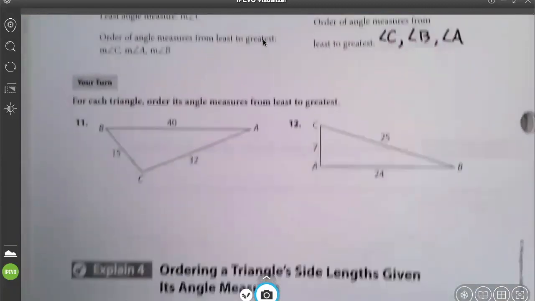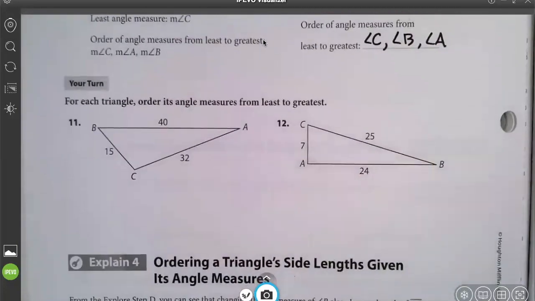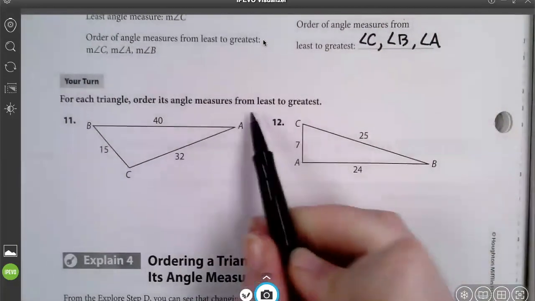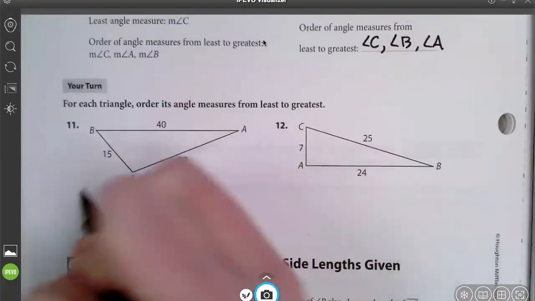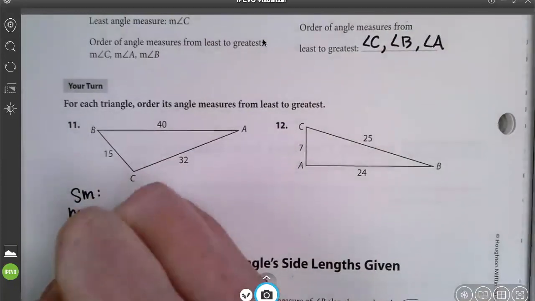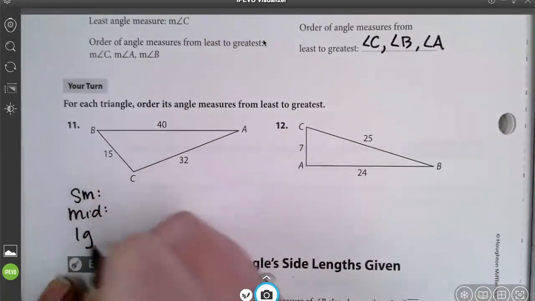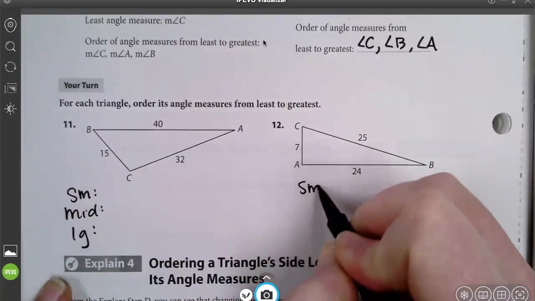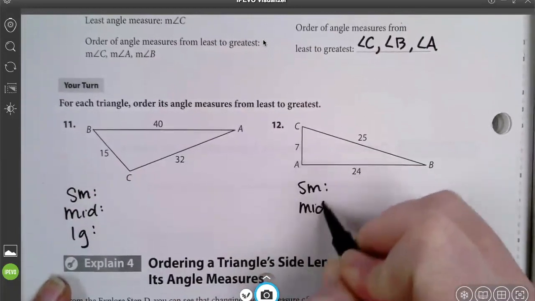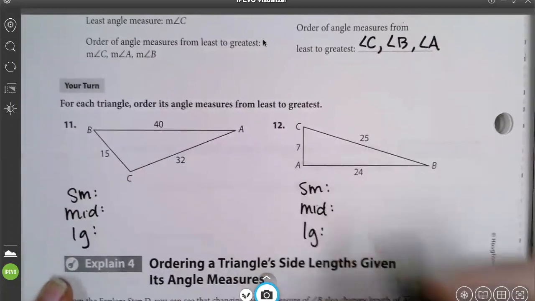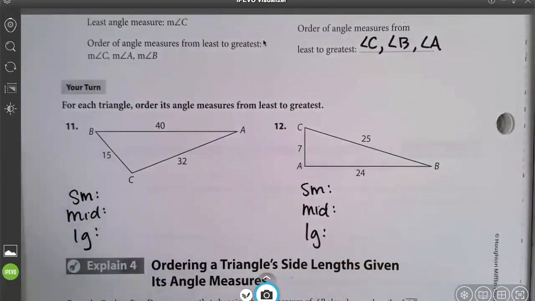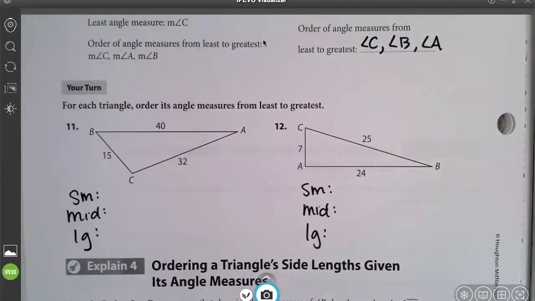For each triangle, order its angle measures from least to greatest. Now, it could at any point swap from greatest to least, so don't get in the habit of thinking that we're always going to do least to greatest. So the smallest, the middle, and the largest on both of these, just like we've been doing. And we can kind of color code if we want.